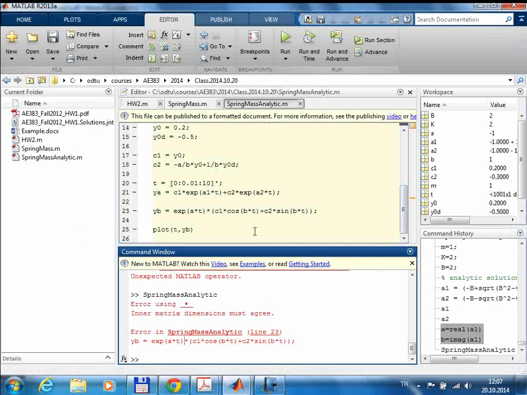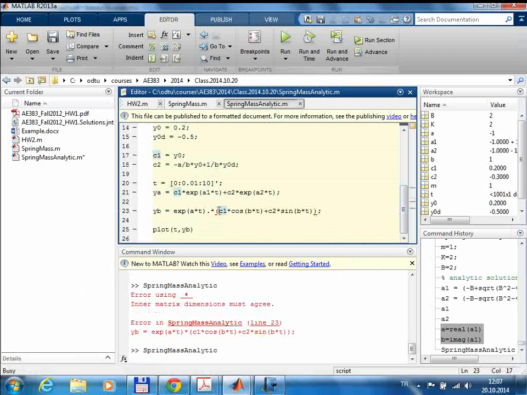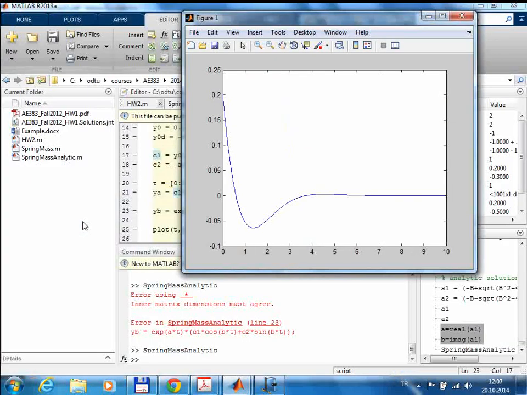Okay, so these are the errors you will frequently get. I wasn't careful in this multiplication. This is a column vector, and I tried to multiply that with another column vector, which is not allowed. So I need to make the multiplication of the corresponding elements. For that, I need to insert this dot here. Okay, so this is the response for this second condition.